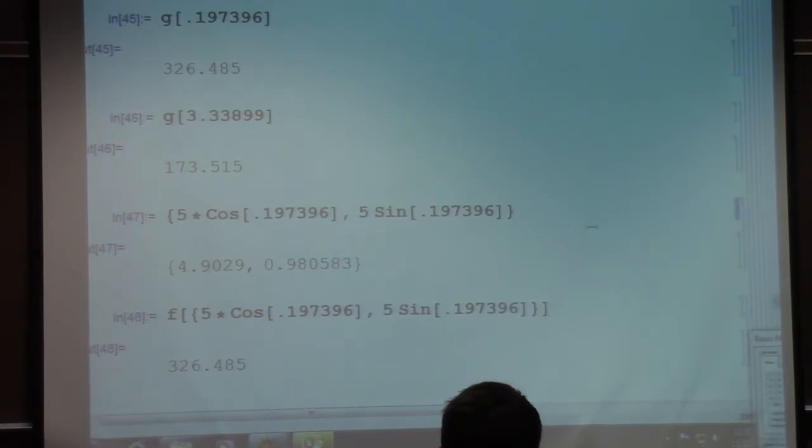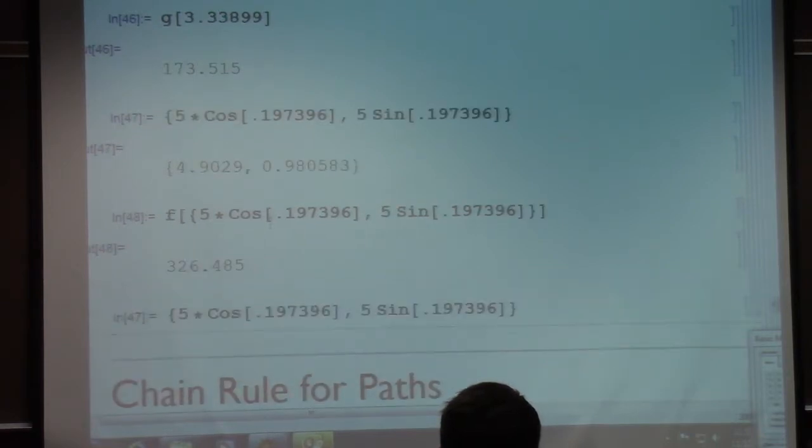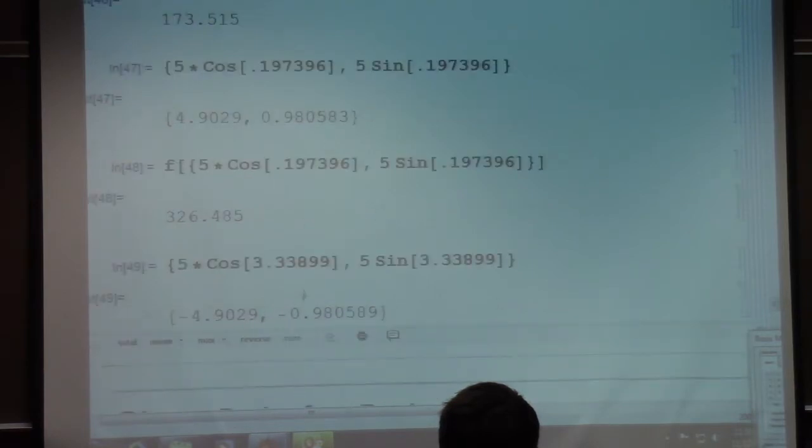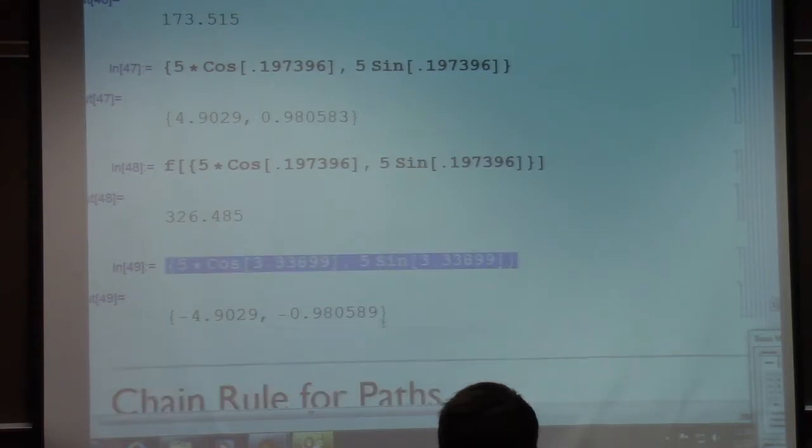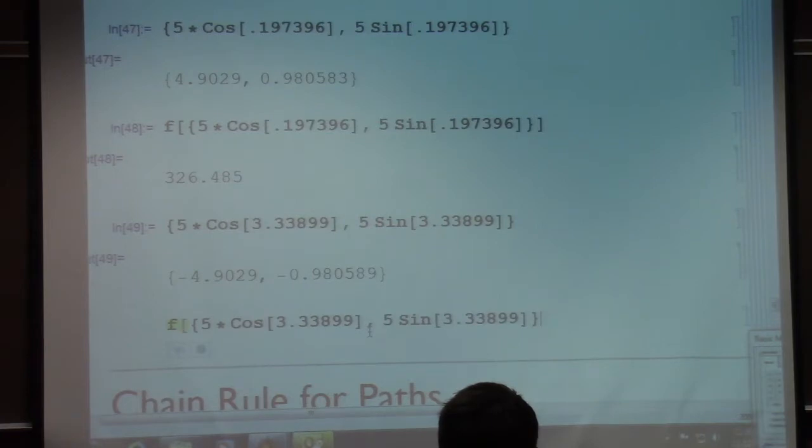And then for the global min, probably 3.38899, which is pi plus 0.197396. It's probably symmetric here, so we should get the opposite of the first point. Yep, opposite coordinates. And now plug that into the function to get that min value, 173.515.